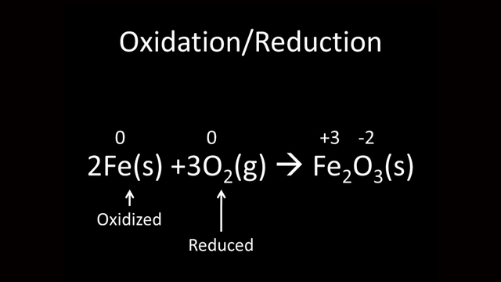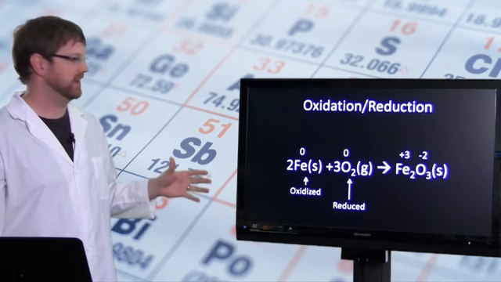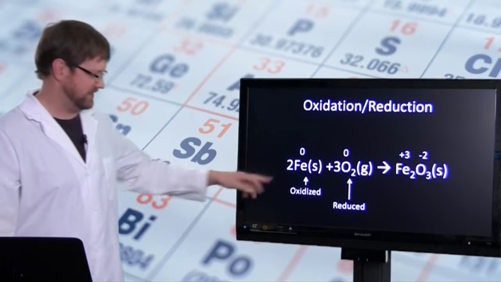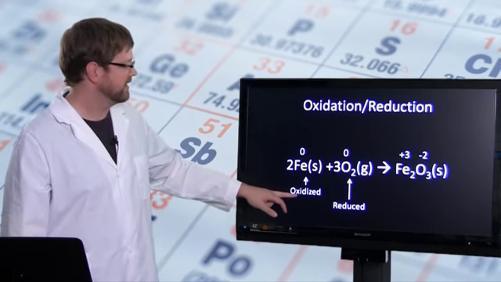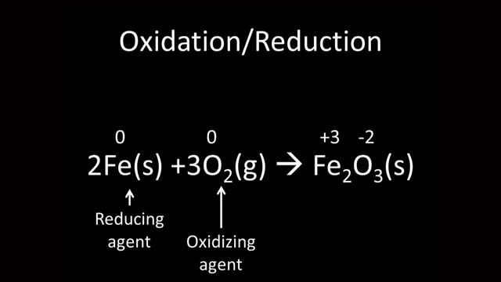So in this case, iron, since it's losing electrons, is called getting oxidized. Oxygen, since it's gaining electrons or charge, is called being reduced. Now, the next thing is a little bit complicated, but bear with me. Since iron is being oxidized, it's causing oxygen to be reduced, so it's the reducing agent. Conversely, since oxygen is causing iron to be oxidized, it's the oxidizing agent.